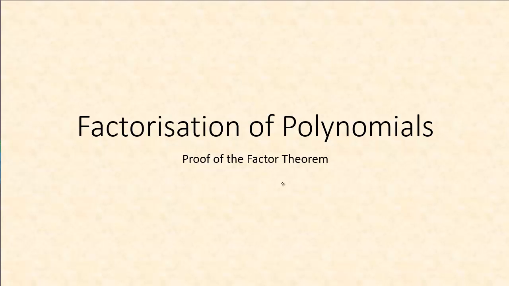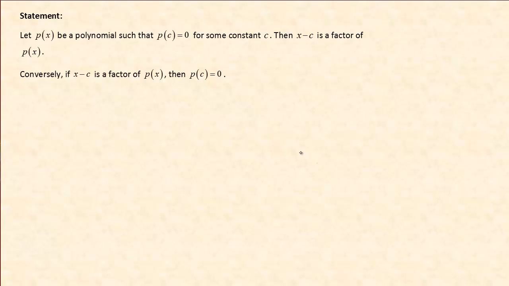In this lesson we're going to prove the factor theorem. The statement is that if p of x is a polynomial such that p of c is equal to 0 for some constant c, then x minus c is a factor of p of x. Conversely, if x minus c is a factor of p of x, then p of c is 0.